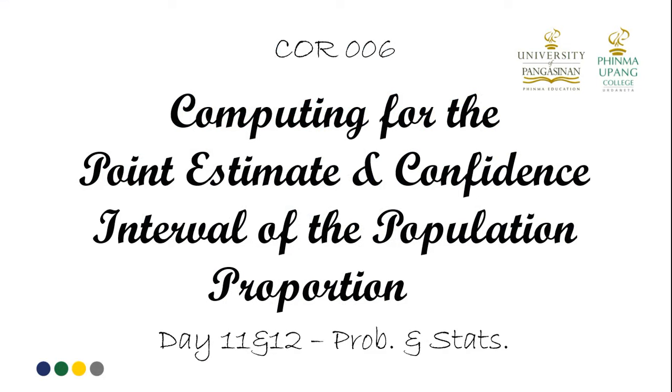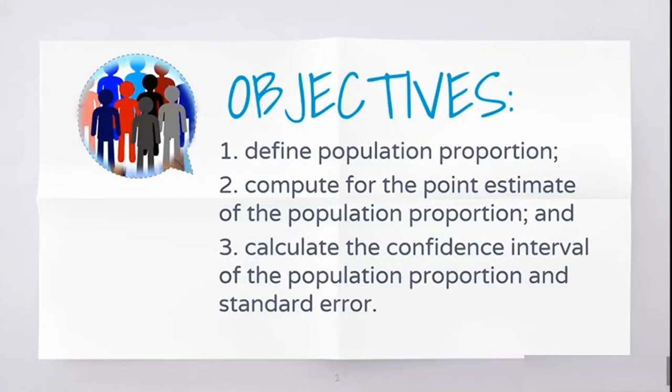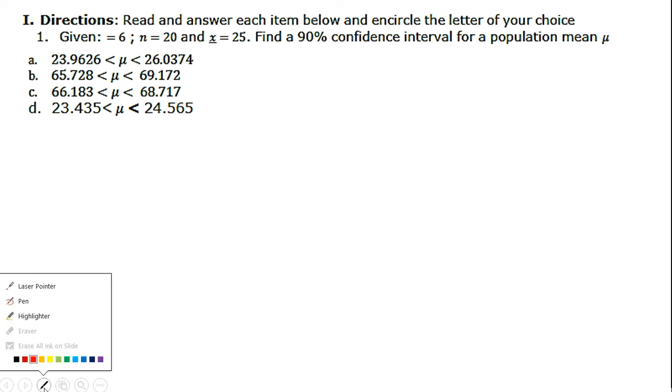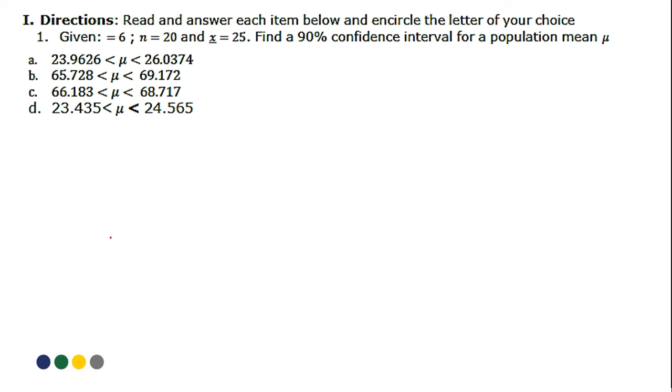That is the combination of day 11 and day 12. We have three objectives: define, compute, and calculate the confidence interval of the point estimate and the population proportion, including the standard error. First, let's have a quick review on the previous lesson, and that will be the confidence interval when standard deviation is known. So as you can see, your n here is less than 30. That's why t table. Now, I want you to compute number 1 in 1 minute, and timer starts now.